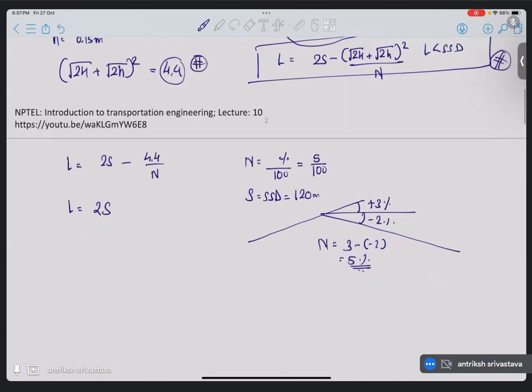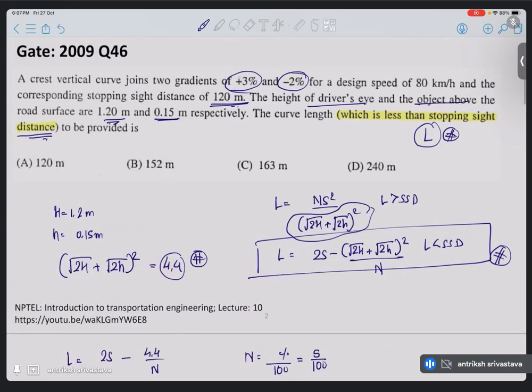So this is 120 meters. So let's put in the value, and 2 into 120, 240. L is going to be 240 minus 4.4 divided by 0.05. That is 152 meter.